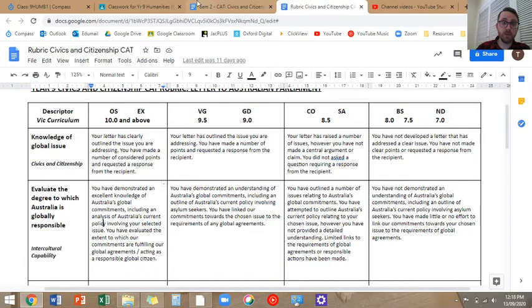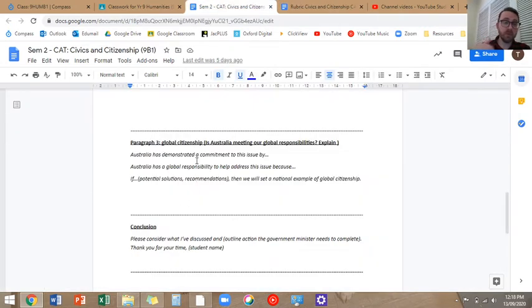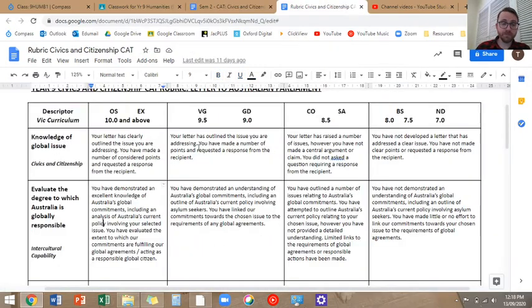So this paragraph here is, global citizenship is blank. This is a global problem because blank. Australia is doing this for global citizenship at the moment, so we're doing this or we're not doing this, and I believe that is enough, or I believe that is not enough. Are we meeting our global responsibilities?